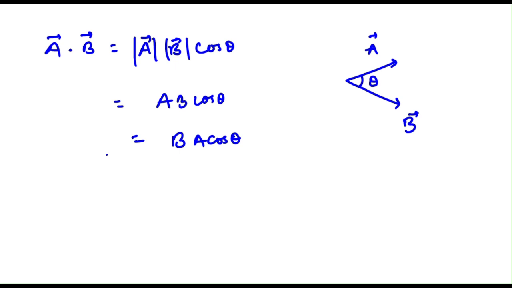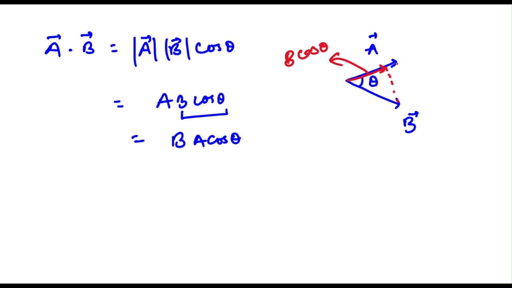If you see carefully, this is B cos theta. This is the magnitude of the projection of vector B onto vector A. So if you obtain the projection of vector B, and you say this is the projection, then B cos theta is this magnitude. In other words, we are saying that the magnitude of vector A multiplied by the magnitude of the projection of vector B on vector A is the dot product of vector A and vector B.